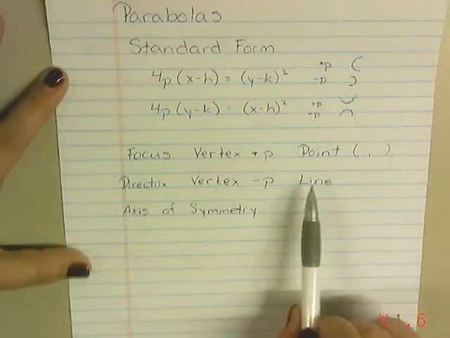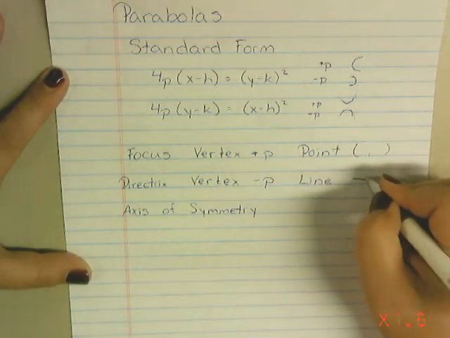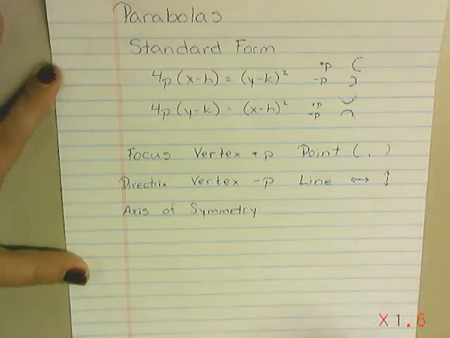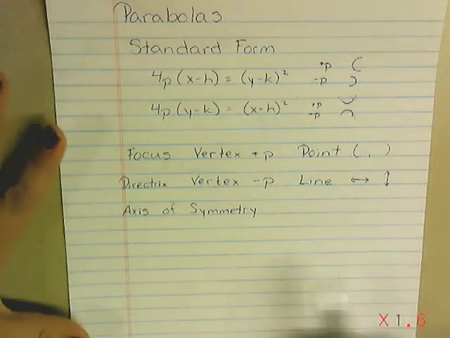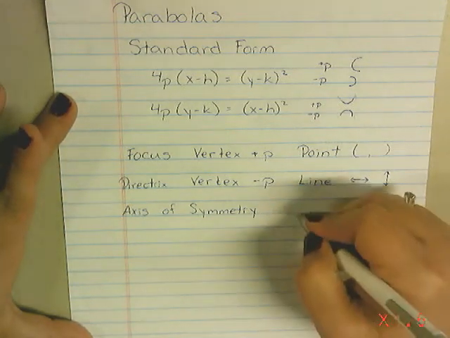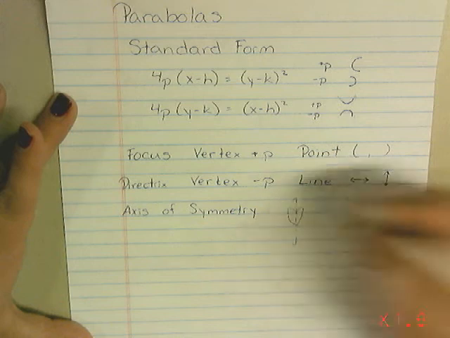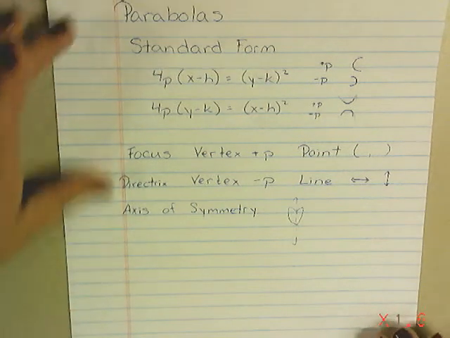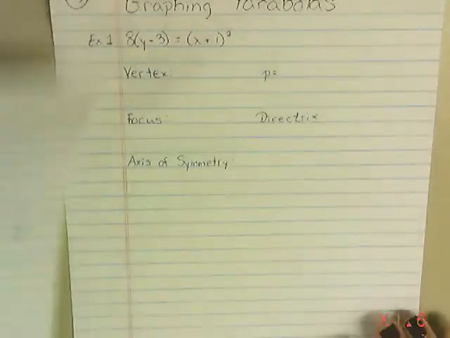A directrix is a line, either a horizontal line or a vertical line, and you're going to get that by subtracting your p-value. And again, we'll talk about that more when we do a graph. An axis of symmetry, you learned about symmetry when you were a little tiny. They would take a heart and they would tell you to draw the line of symmetry, right, where it can fold on itself. Same thing here. It's just the line where the parabola folds onto itself. And we'll have to write an equation for that, but we'll take care of that when we go to graph.